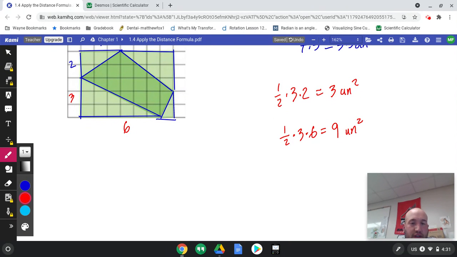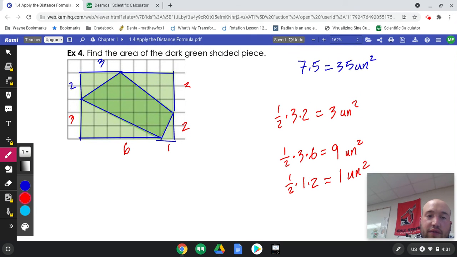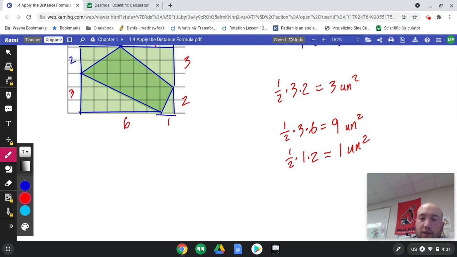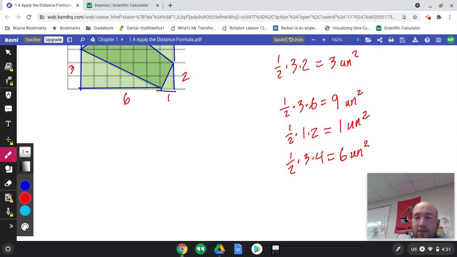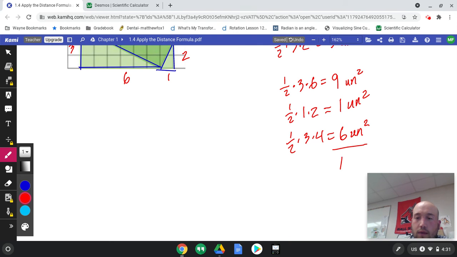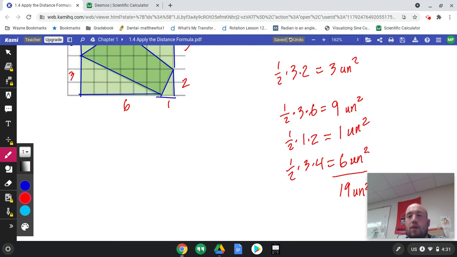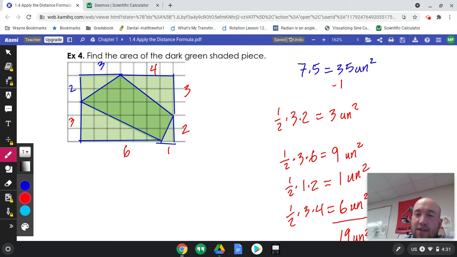Okay, over here we're going to have 1 for our base, 2 for our height. So 1/2 times 1 times 2, which will end up being 1 unit squared. And then finally up here, height of 3, base of 4, 1/2 times 3 times 4 gives us 6 units squared. Add all those up. 9 plus 1 is 10, plus 3 is 13, plus 6 is 19. That's the total of the light green. Now all we have to do, 35 minus that 19, gives us 16 units squared as our answer.